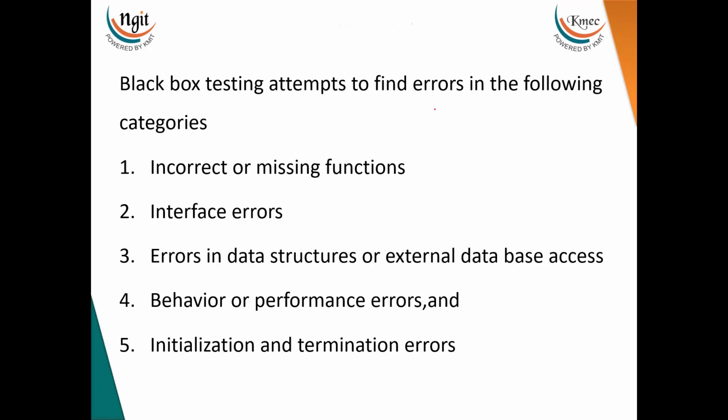Next, black box testing attempts to find errors in the following categories. First one is incorrect or missing functions. Second is interface errors. Third is errors in data structures or external database access. Fourth is behavior or performance errors. Fifth is initialization and termination errors.